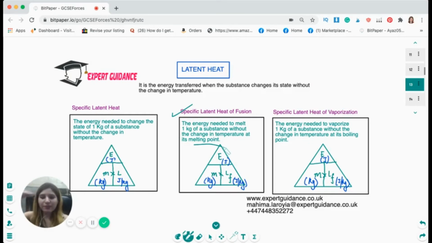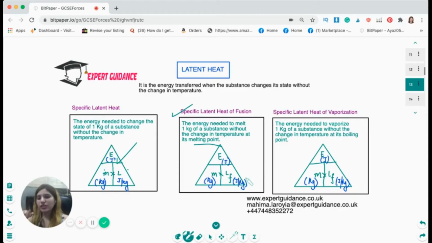So remember that flat part of the curve, the energy required at that part of the curve is latent heat. And specific latent heat of vaporization is the energy needed to vaporize 1 kilogram of a substance without the change in temperature at its boiling point. Now, to work out the latent heat of any substance, we will do mass times the latent heat. The energy required will be the mass times the latent heat.